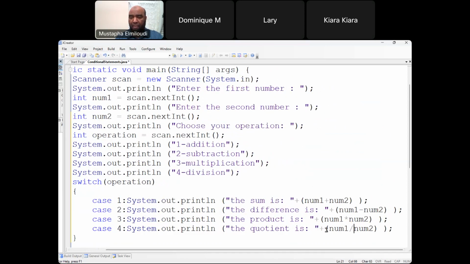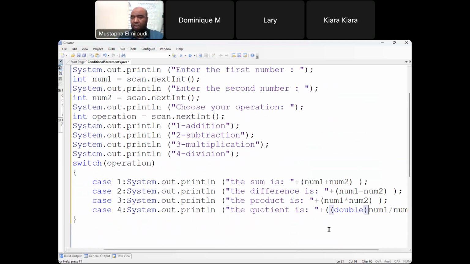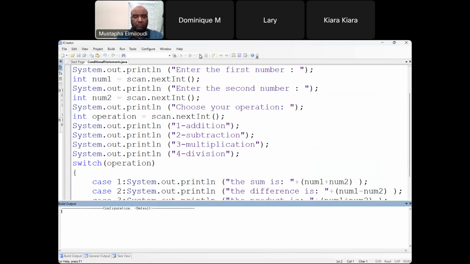So I'm going to add double here to show you that one of them should be decimal at least. Double. Okay. Now let's test the program and see, because this is not the final, because there's something that needs to be fixed. But I want to show you first what we have at this point. So let's build it. Perfect.